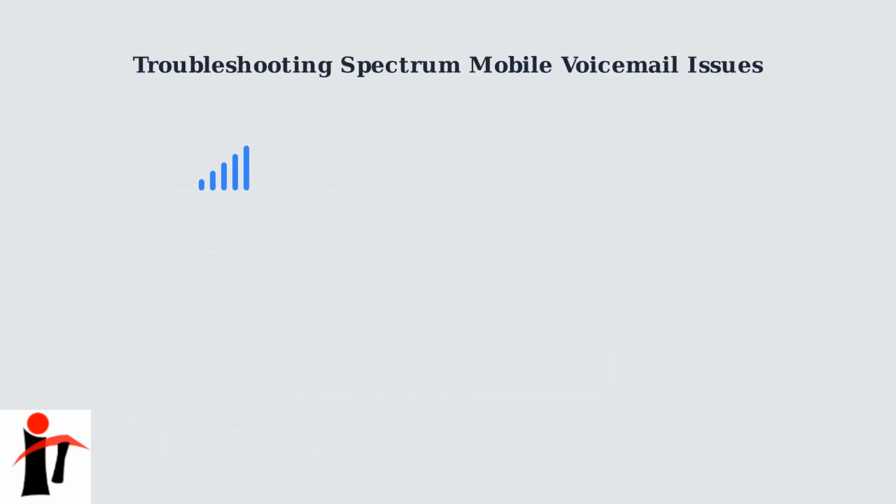First, ensure you have a strong 4G or 5G network signal. Then, check your Spectrum Mobile app permissions to allow notifications. Try restarting your device and clearing the app's cache. If these steps don't work, perform a soft reset of your voicemail system by dialing 99 and following the prompts.